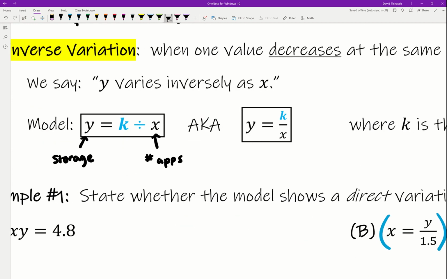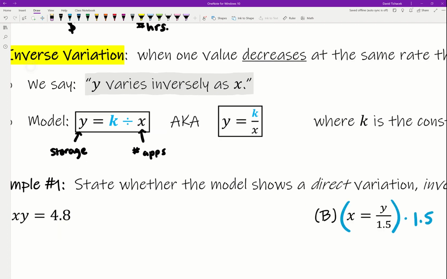So as a tip to let you know that we are dealing with this sort of thing, we are going to take a look at the language that they use. Again, they're going to say varies inversely. And for all practical purposes, instead of using this division symbol right here, you're going to find that it's going to be more useful for our purposes if we get into the habit of writing it as a fraction just like this, okay?